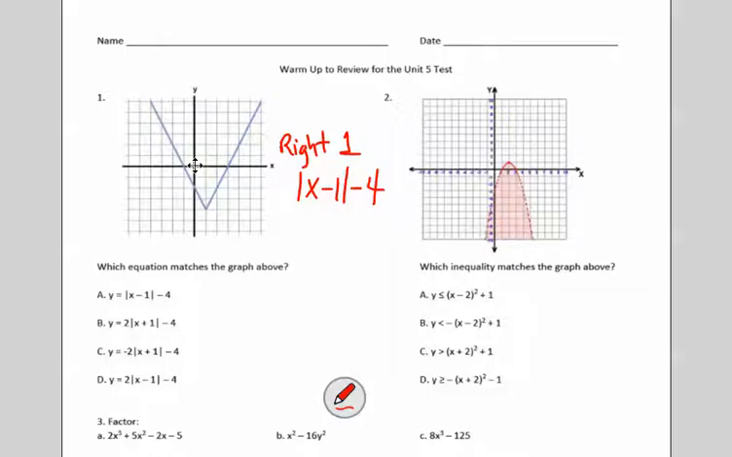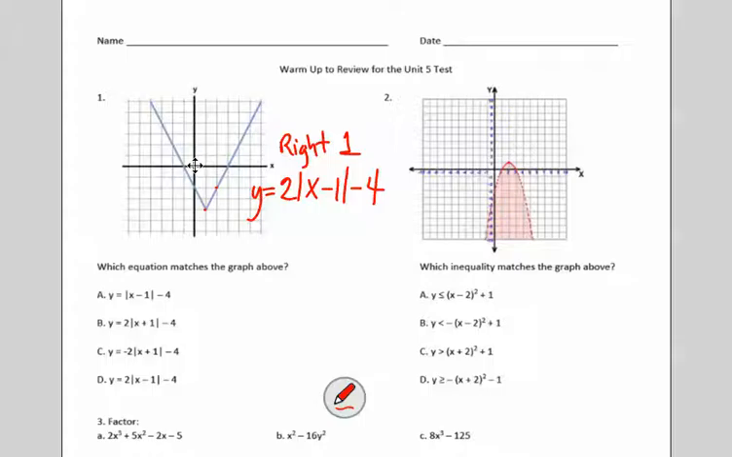Now you need to see if your V shape has been stretched at all. Normally, you would start from the vertex and go over 1 and up 1. But in this case, you've gone over 1 and up 2. So you need to stretch your absolute value graph by 2. Put the 2 in front, and then find your matching answer.